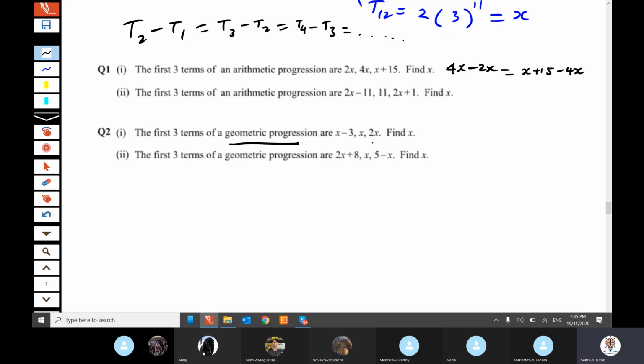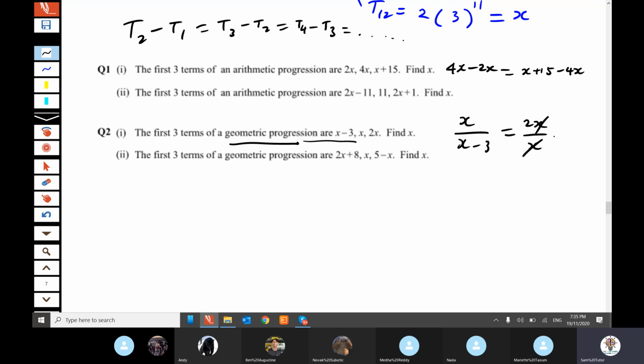Try it. Tell me in this case, what are you going to say? Which one? Question 2I. So, x on, oh, geometric. Yeah, because geometric now, x on x minus 3 must equal 2x on x. There you go. That's exactly how it works.